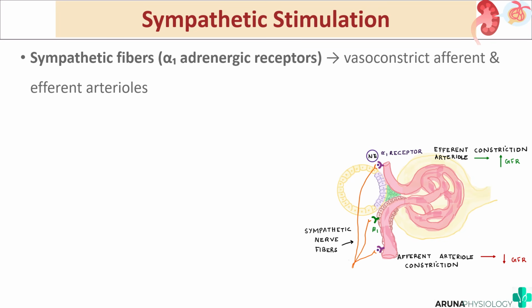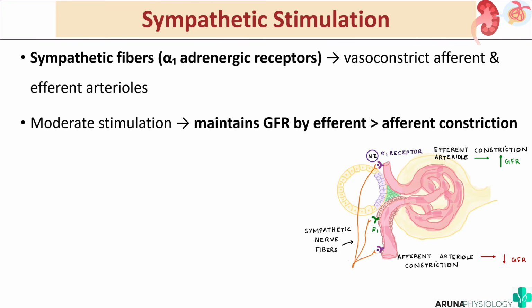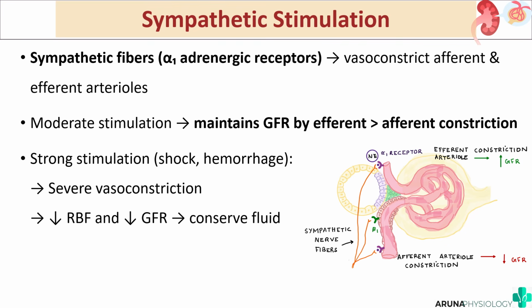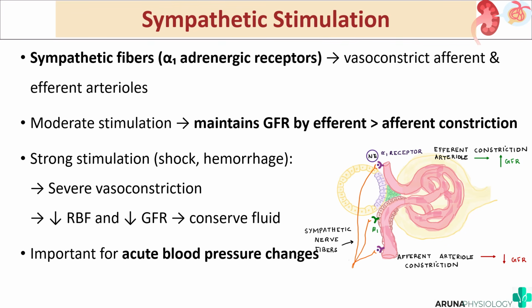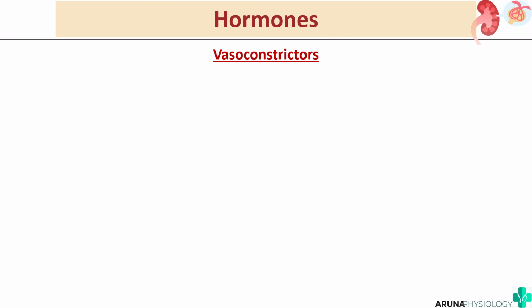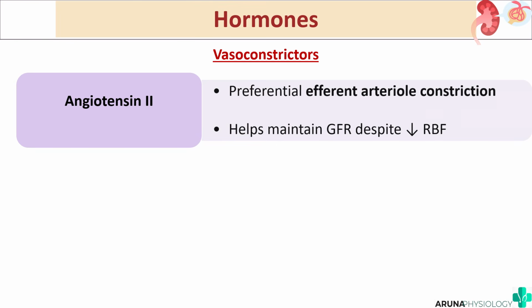So on sympathetic stimulation, it vasoconstricts both afferent and efferent arterioles, but in moderate stimulation, it maintains GFR because efferent arteriolar constriction is more than afferent arteriolar constriction. Whereas in stronger stimulation, there is severe vasoconstriction, which means there will be both a decrease in RBF as well as a decrease in GFR. And this is important for acute blood pressure changes. And finally, there are hormones that can also affect the GFR. So there are vasoconstrictors like angiotensin 2, which you know will act on the afferent and efferent arteriole, mainly the efferent arteriole, which helps to maintain the GFR in case the RBF decreases.